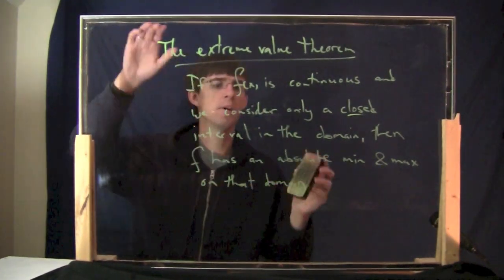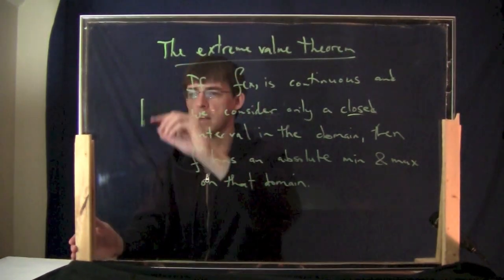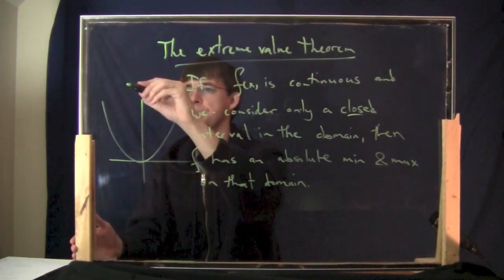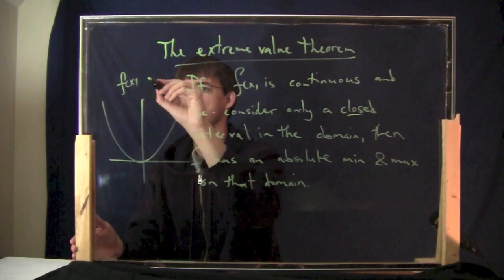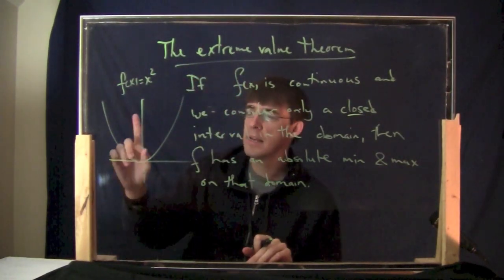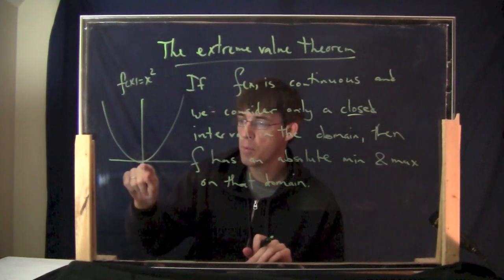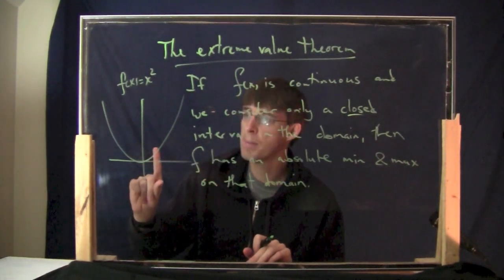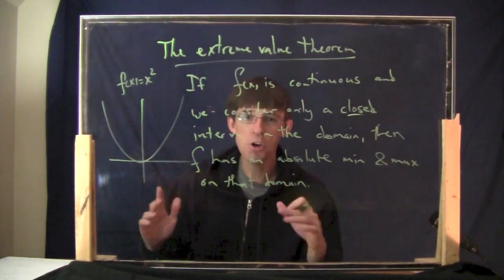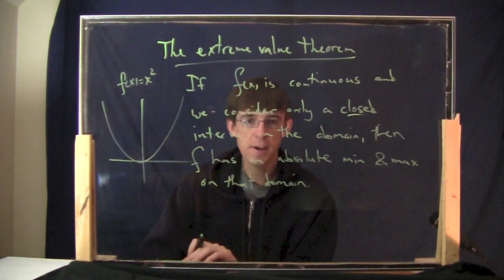Let me just draw a picture here. I think we can fit it in right there, actually. Let's take, say, f of x equals x squared, right? This is a continuous function. But it does have an absolute minimum right there at the origin. It does not have an absolute maximum, though, because these two sides go up forever. And so there is no largest value of the y values of this function.